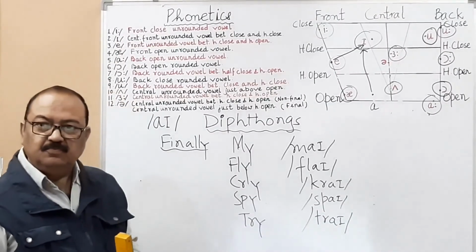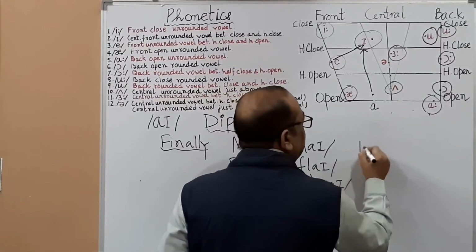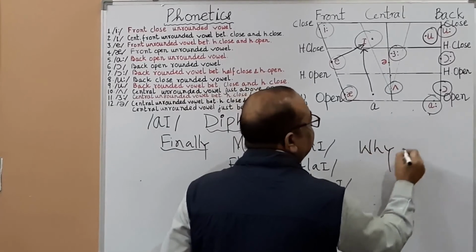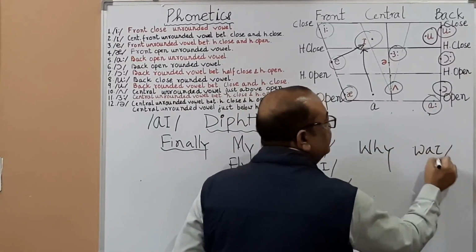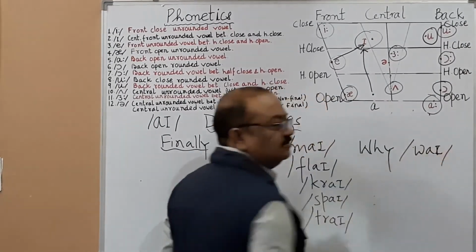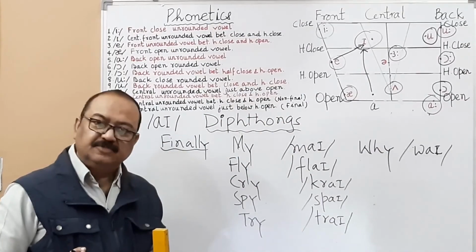Why. Okay. Spell it out. W-H-Y? Yes, sir. Okay, good. So this is how we spell it. Why? Just this much. Why? This is wrong. Okay?